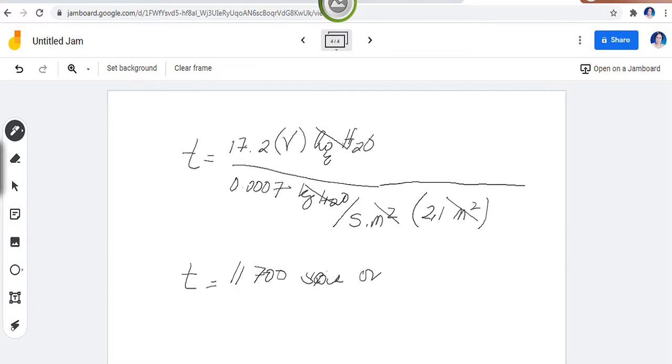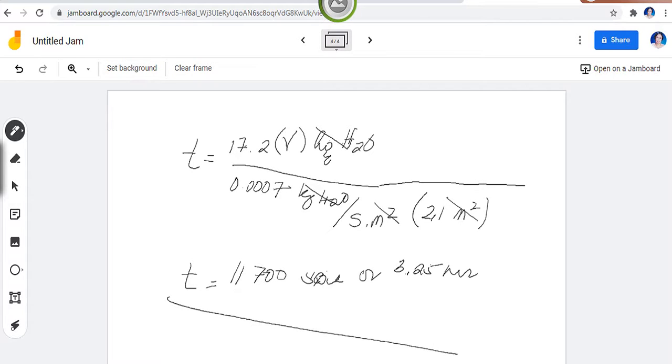Or this is like 3.25 hours. So true to the range of time in which a particular batch for drying should occur, in the case of the tray dryer, it's like 3 to 48 hours. So actually, we're on the lower range of that particular value for the drying time for a tray dryer. So for our problem, this is the answer.